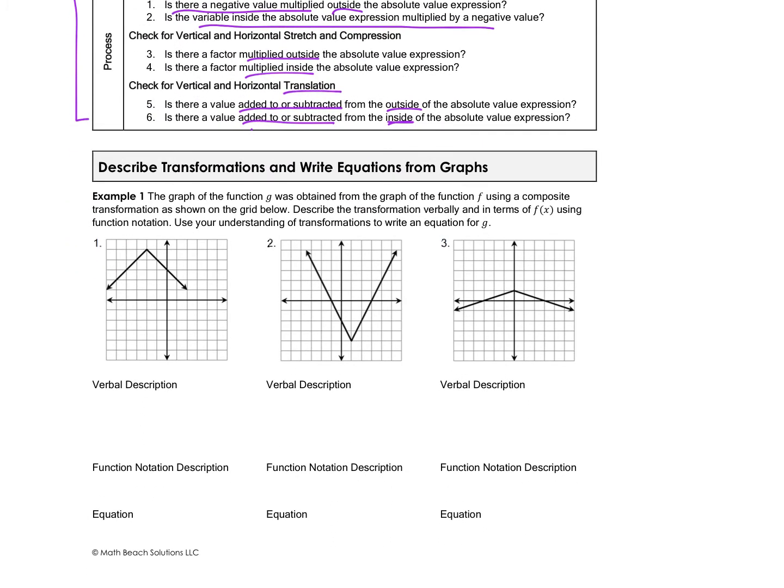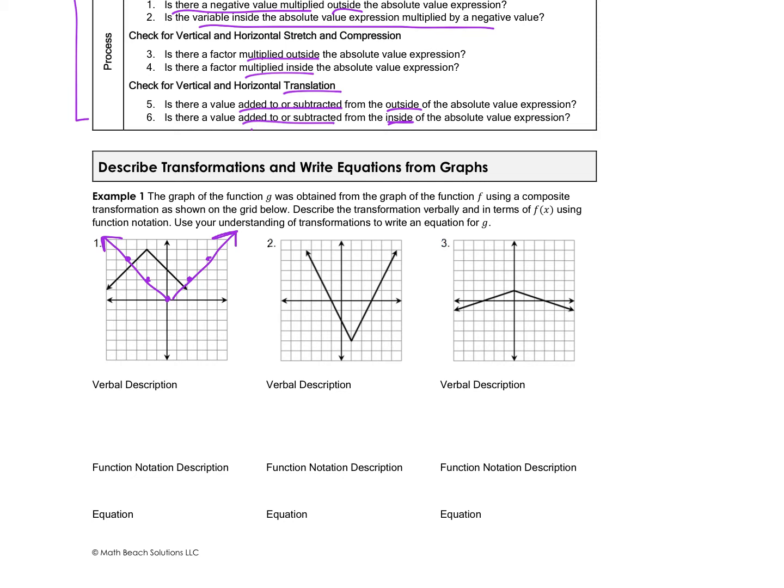So what we're going to do in example 1 is look at the graph of function g, which is plotted on the graph, and figure out what the composite transformation would be based on your parent function, the absolute value of x. If you don't remember what that looks like, you can graph it. That's not necessary, but if it helps you see your transformation, you can see what's happening.